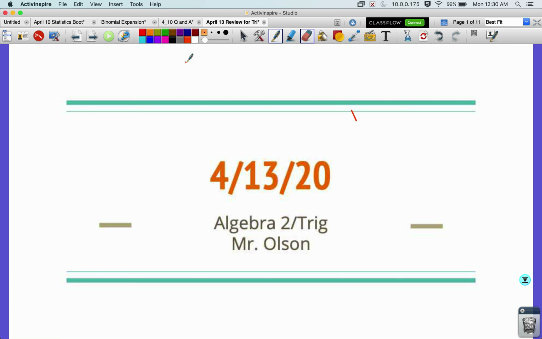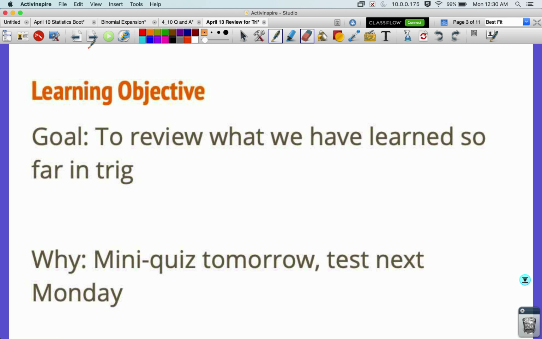We're going to be reviewing for the Trig mini quiz. So our goal today is to review what we've learned so far in Trig. There's a mini quiz tomorrow and a test next Monday. We'll be wrapping up the first Trig unit, and all that's left is just the second Trig unit before the end of the year.